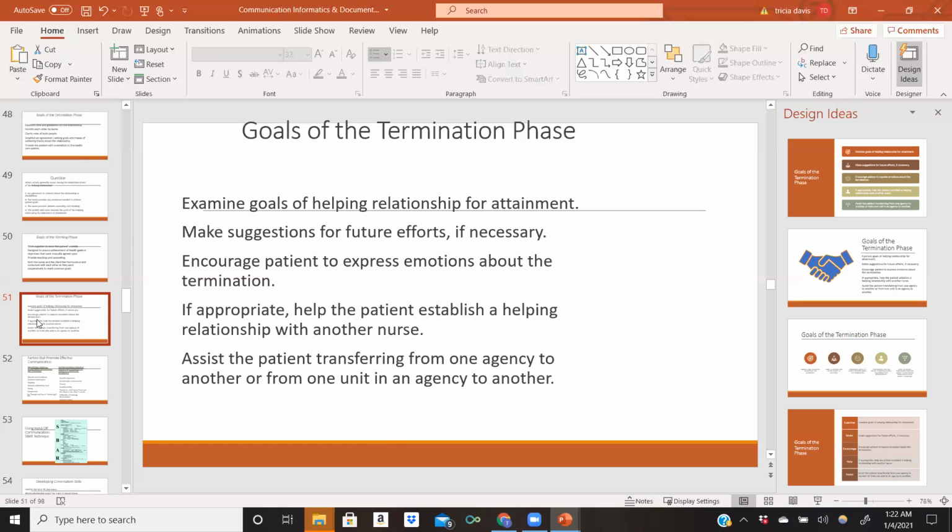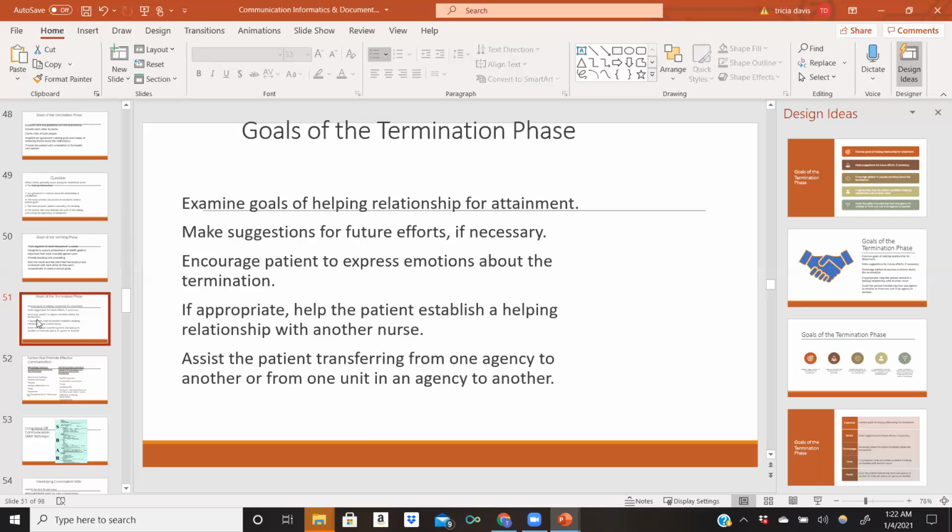If the goals and outcomes are not reached yet, that's okay. The progress can still be acknowledged because progress is progress, and then either the patient or the nurse can make suggestions for future efforts to make sure that we can meet that goal, if not in the hospital, then at home. There are emotions that are associated with the termination of a helping relationship.